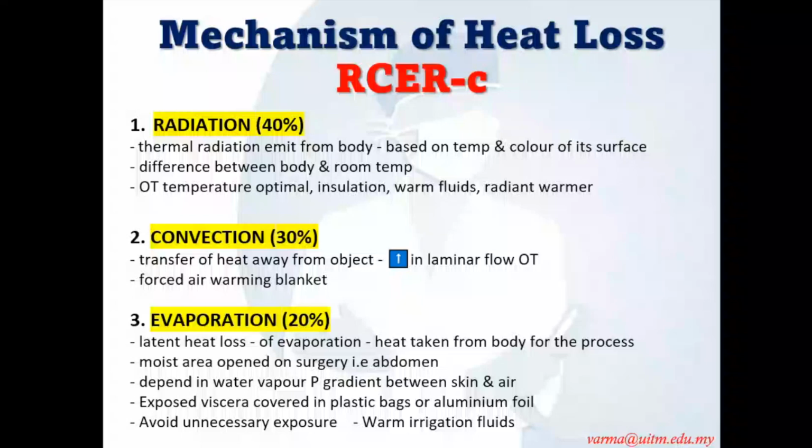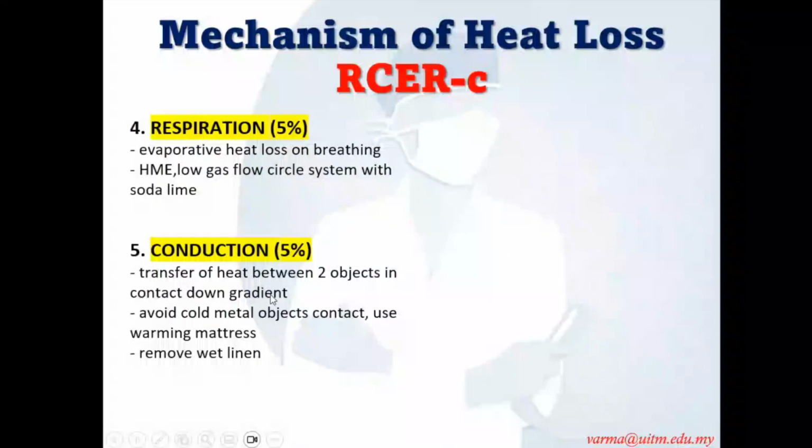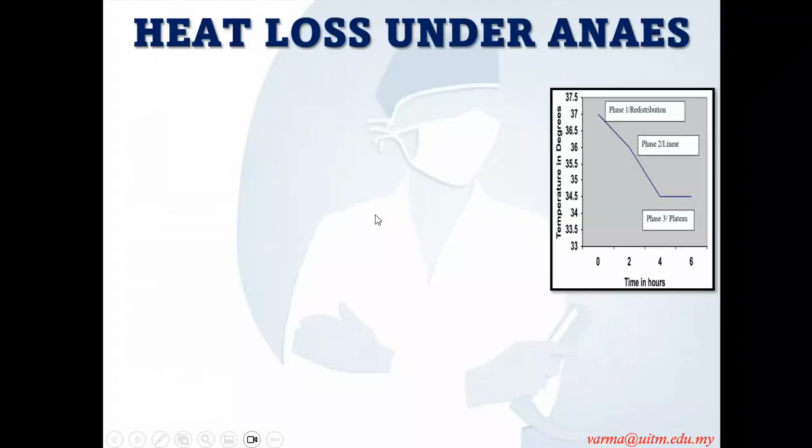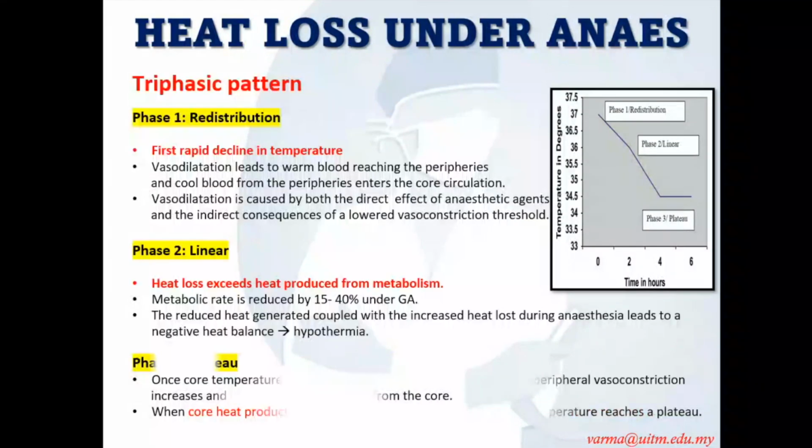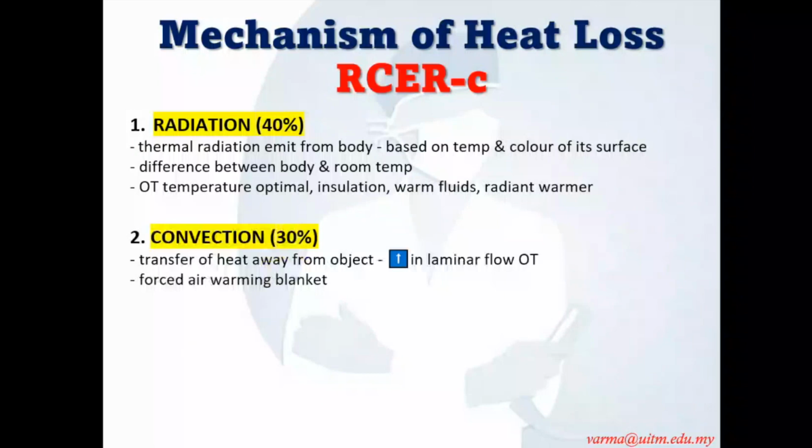Next, we talk about the last two components, respiration and conduction, at 5% each. Different resources quote different values for all these. Some say 50, 30, 20, some say 40, 30. It doesn't matter, as long as you know radiation is the highest, followed by convection, followed by evaporation, and respiration and conduction account for the lowest. Some books mention 15, 5, 10, 5, something like that. I just keep it easy: 40, 30, 20, followed by 5 and 5. So these two account for 10%.